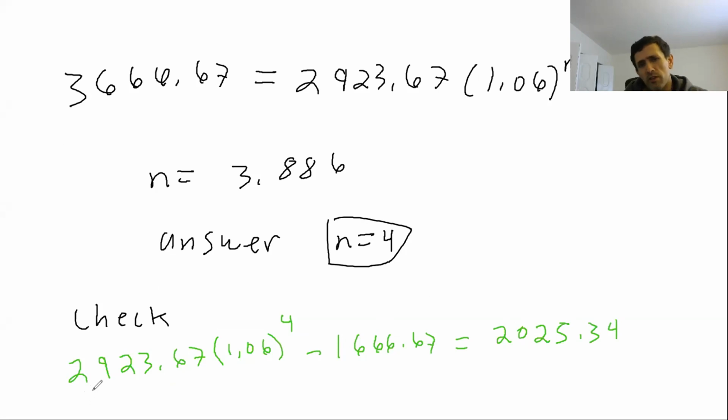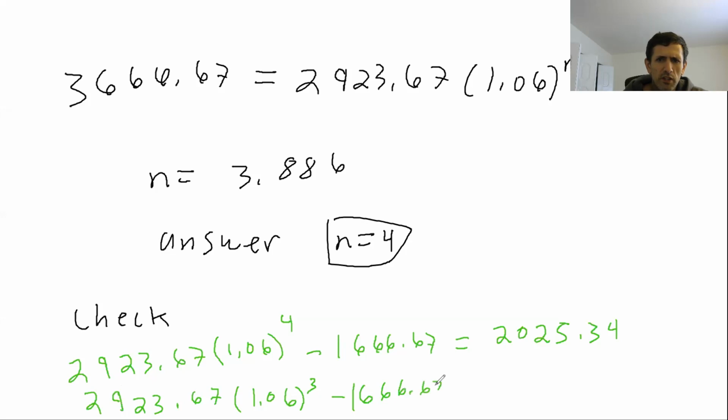Now let's plug in 3. By doing that, we're checking that n equals 4, at the end of the fourth period, is the first period where you have over $2,000. At the end of the third period, you have less than 2,000. When you plug this in, you have 1816.41.